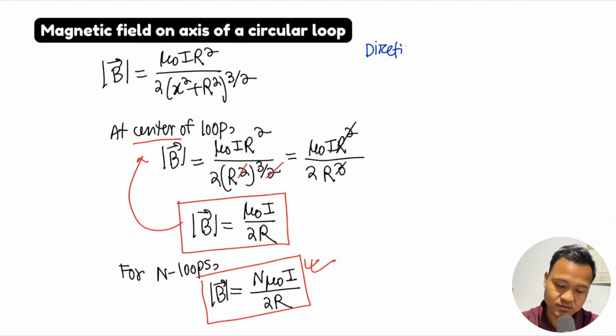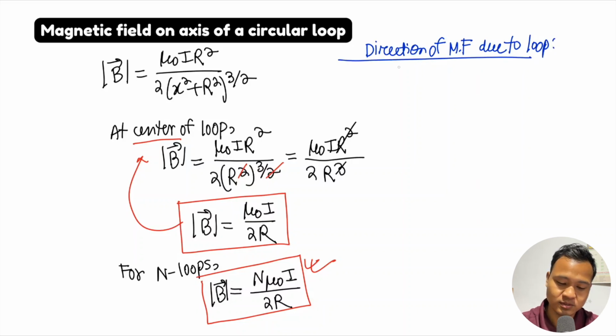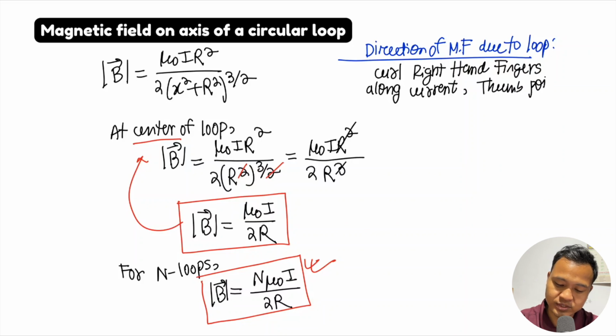So the direction of magnetic field due to a loop: curl the right hand fingers along the current, then the thumb points towards the magnetic field.